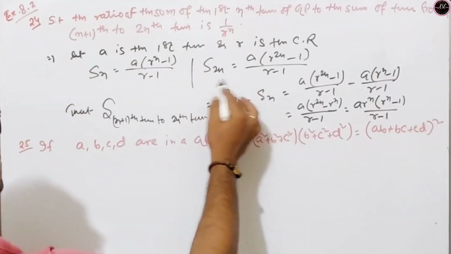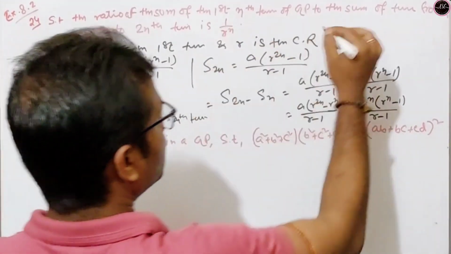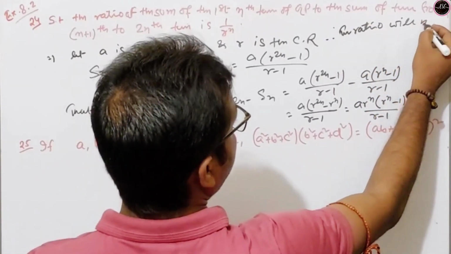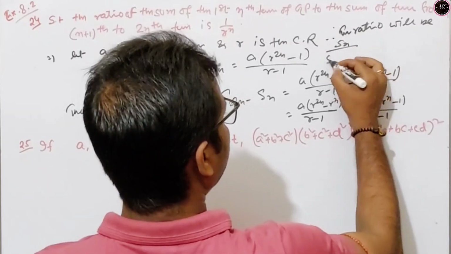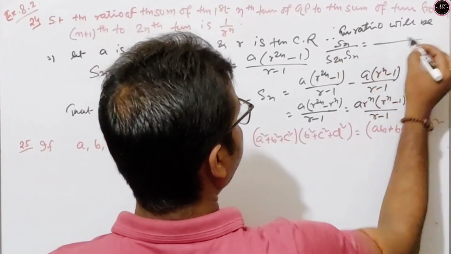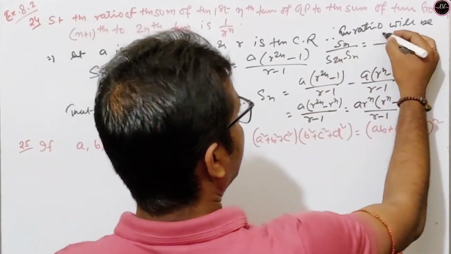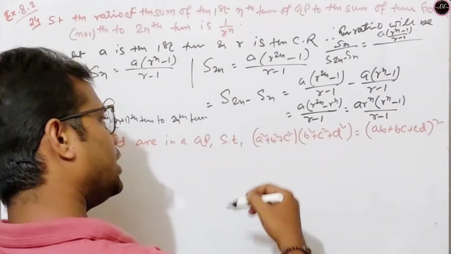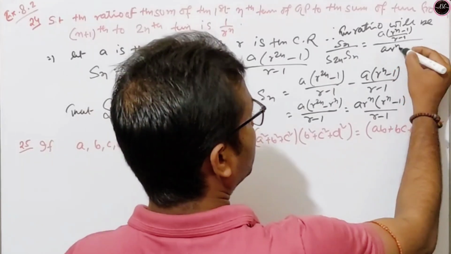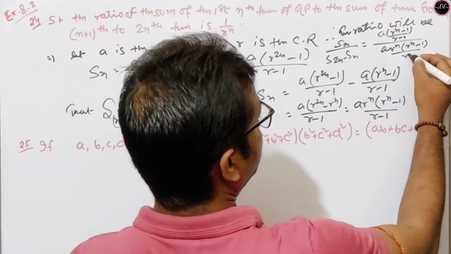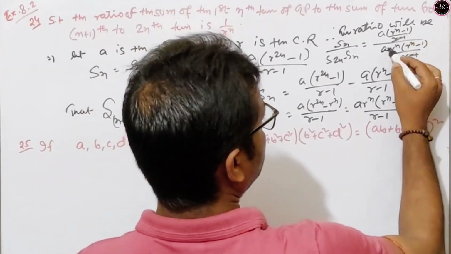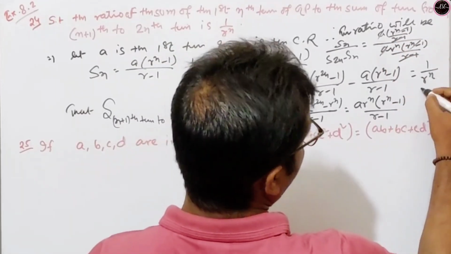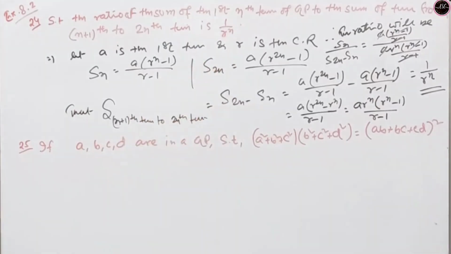Now the ratio between these two. Therefore the ratio Sn divided by S2n minus Sn: Sn equals A into R to the power n minus 1 divided by R minus 1, and S2n minus Sn equals A R to the power n into R to the power n minus 1 divided by R minus 1. So R minus 1 cancels out, A cancels out, R to the n minus 1 cancels, therefore 1 by R to the power n will be your answer.